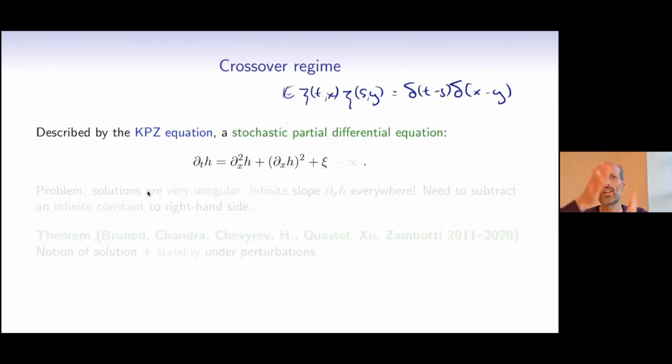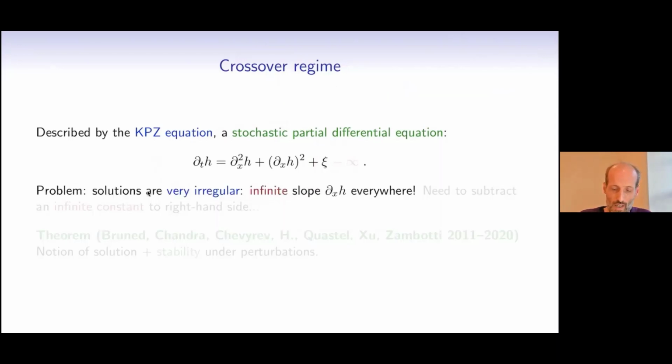So it's extremely singular. And so it means that the solution to this equation is quite singular as well. And in particular, it's so irregular that the slope is infinite everywhere. But then here in the equation, you've got the square of the slope showing up. So that's a problem, right? Since that's supposed to be infinite everywhere. So actually, you have to subtract an infinite constant here. And then it's really not clear what that actually means, right?